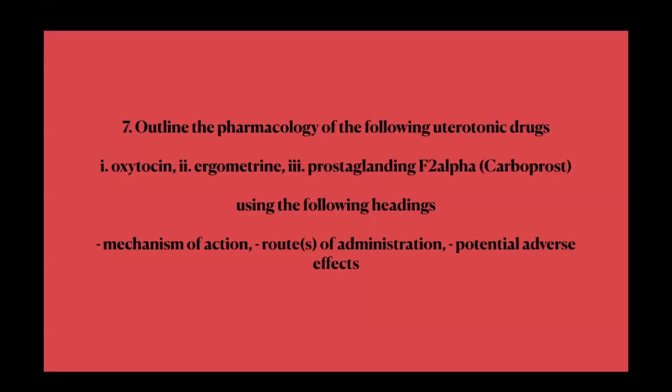Question 7, now classify this as a red one. Outline the pharmacology of the following uterotonic drugs: oxytocin, ergometrine, prostaglandin F2 alpha, otherwise known as carboprost, using the following headings: mechanism of action, route or routes of administration, potential adverse effects.